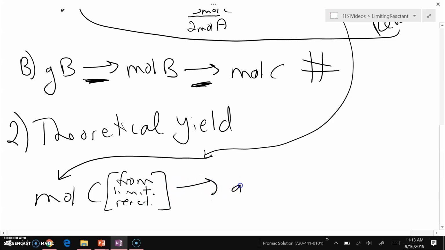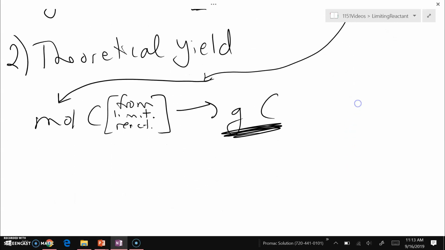Okay, so make sure that's the correct moles of C. And you just convert it into grams of C using the molar mass of C. That answer there will be the theoretical yield should there be 0 error in the experiment. So that's it, theoretical yield. Part 1 is the hardest part, okay? Once you know the limiting reactant, you can get the theoretical yield. Part 3 was percent yield.